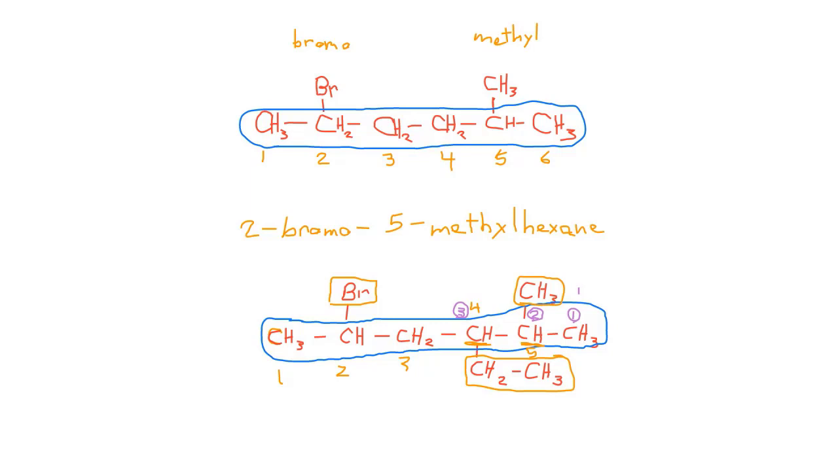However, if the first branch is the same, I have to go to the second branch. Where's the second branch? Well, if I number from the right-hand side, the second branch is on carbon number 3. If I number from the left-hand side, the second branch is on carbon number 4. So numbering from the right gives me lower numbers.